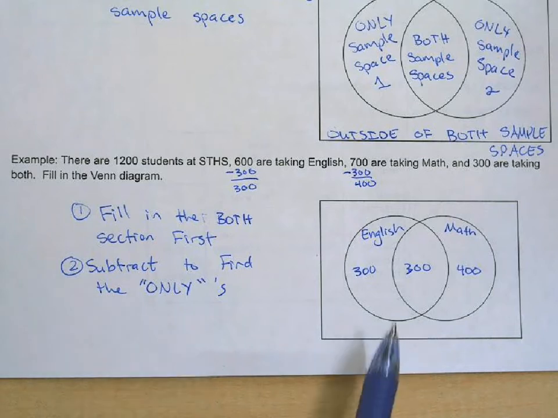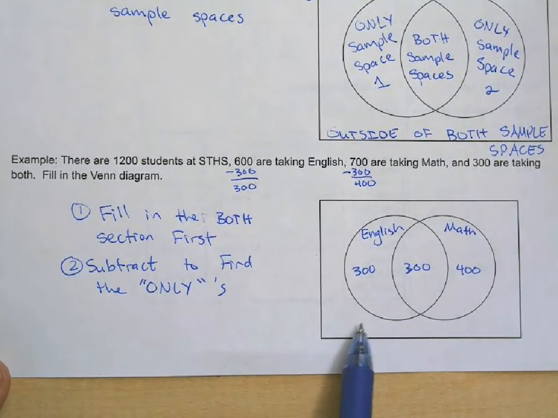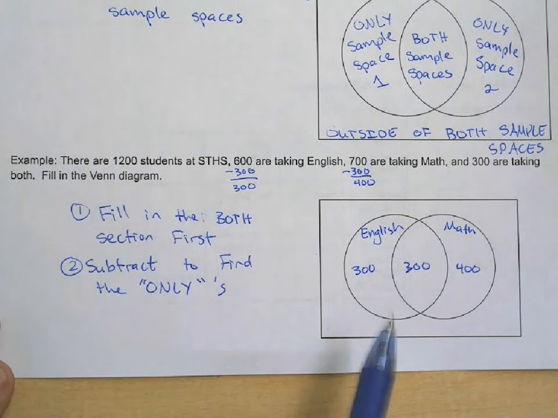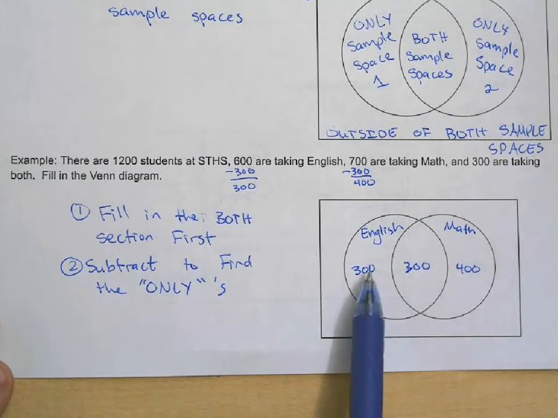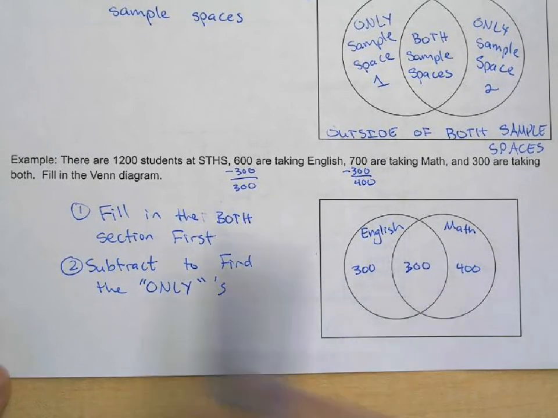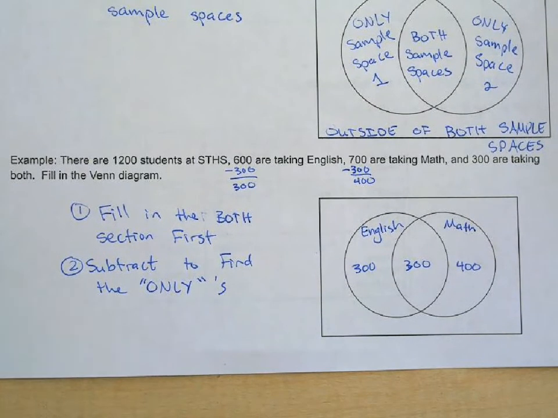So now what we need to do is find our total not taking, so we're going to fill in a value for not taking either subject. So we will take our total, 1,200 students, and we'll subtract all three of these from that. So we can subtract the amount of people taking English and math, and we'll get how many people are taking neither English nor math.